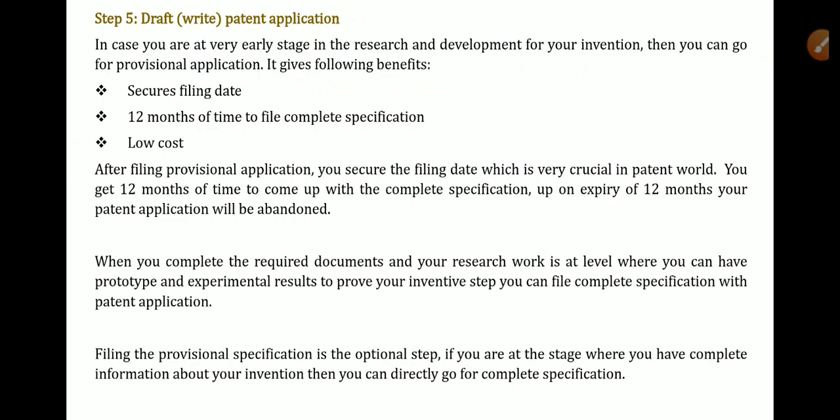When you are going to apply for the provisional, that is, if your research work is in the stage of research and development or in the initial stage, and when you opt for filing a complete specification, when you have complete information about your invention, then you can directly go for complete specification. This is the case. And the next step is step number 6, publication of the application.